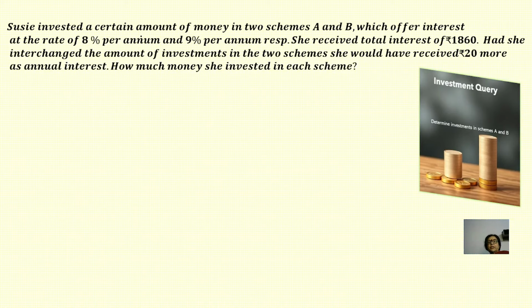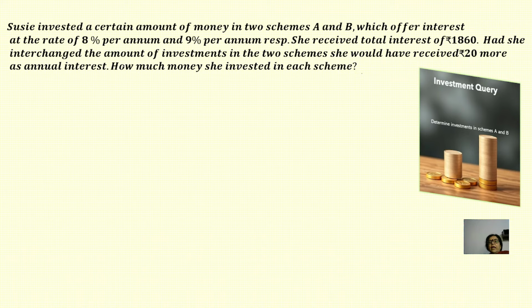The next question is: Susie invested a certain amount of money in two schemes A and B which offer interest at the rate of 8% per annum and 9% per annum respectively. She received total interest of 1860. Had she interchanged the amount of investments in the two schemes, she would have received 20 more as annual interest. How much money did she invest in each scheme?